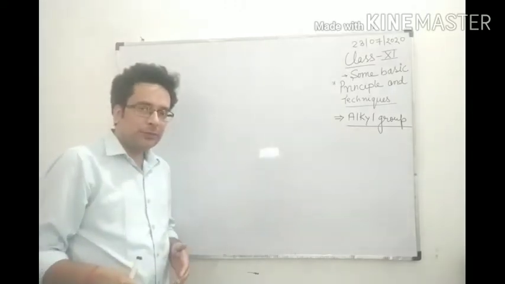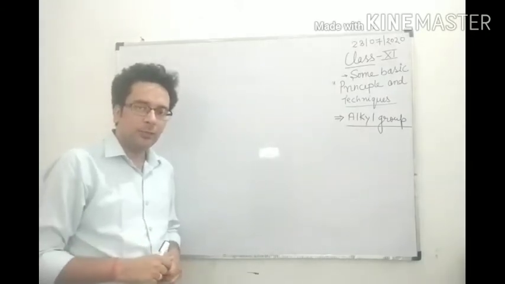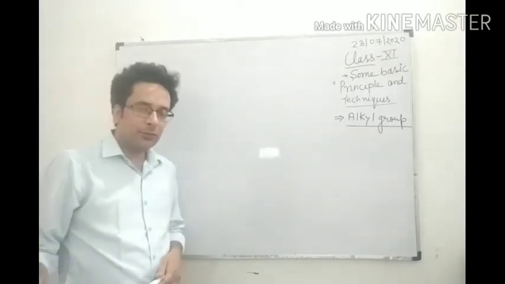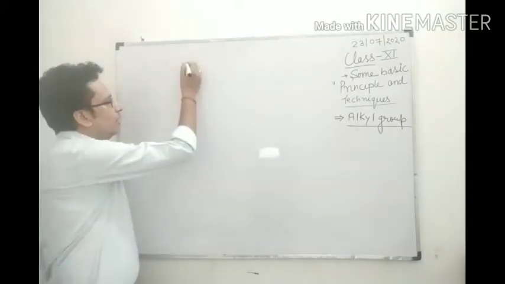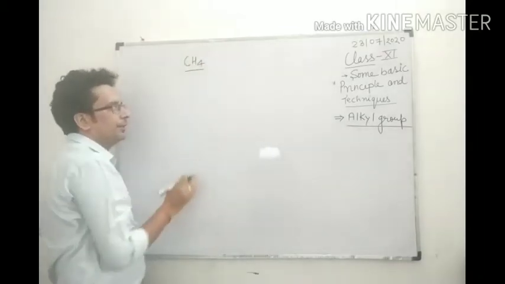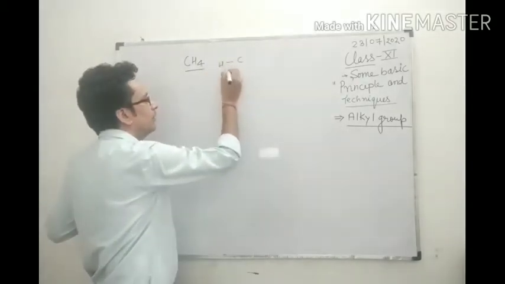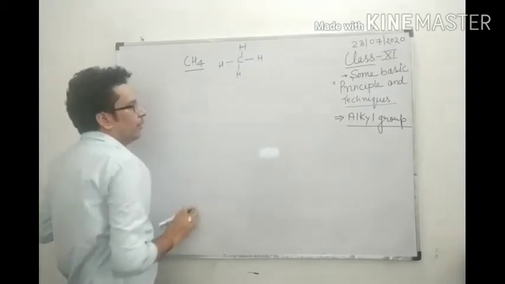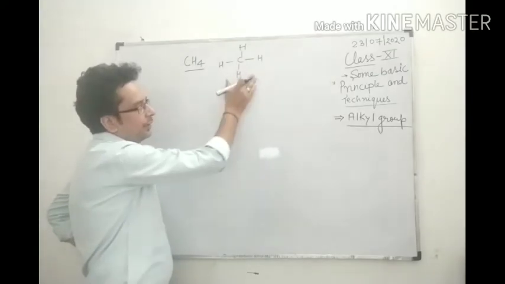gives more than one type of alkyl group. First I am going to discuss why methane and ethane give only one type of alkyl group. Then I will discuss propane, butane, pentane, hexane and so on, which give more than one type of alkyl group. So look here. CH4, this is methane. Now the structure of methane is this one.